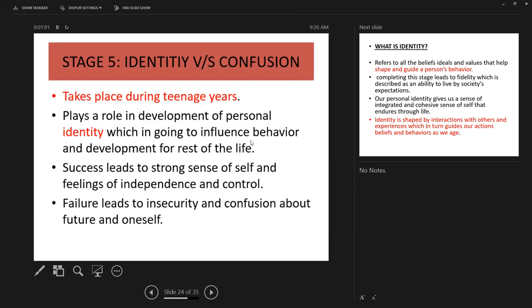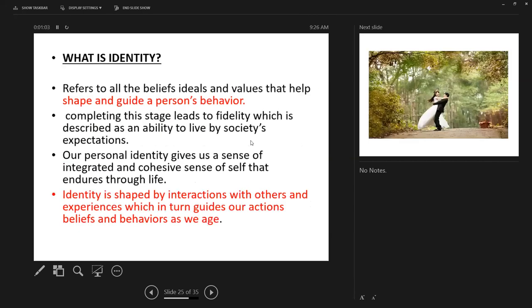Now, what is this identity? Identity refers to all the beliefs and ideals and values that help to shape and guide a person's behavior. So completing this stage leads to fidelity. Now, fidelity is described as an ability to live by society's expectations. Our personal identity gives us an integrative and cohesive sense of self that endures through life. Identity is shaped by interactions with others and experiences, which in turn guide our actions, beliefs and behaviors as we age.